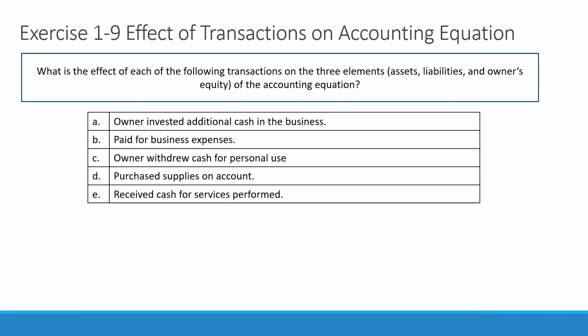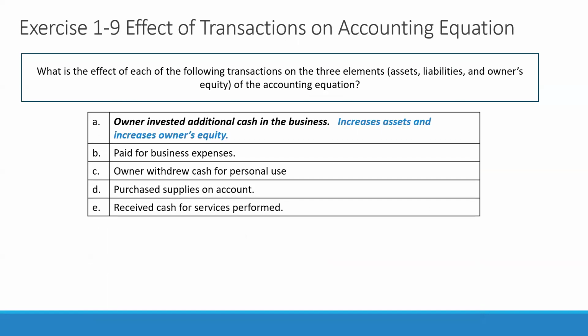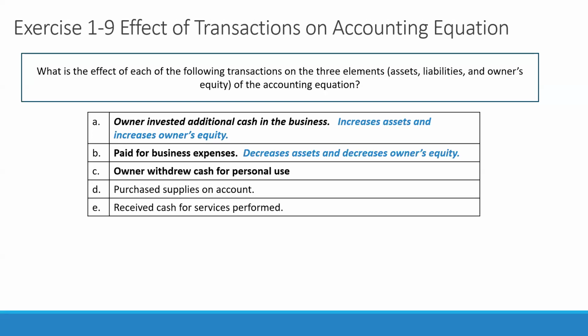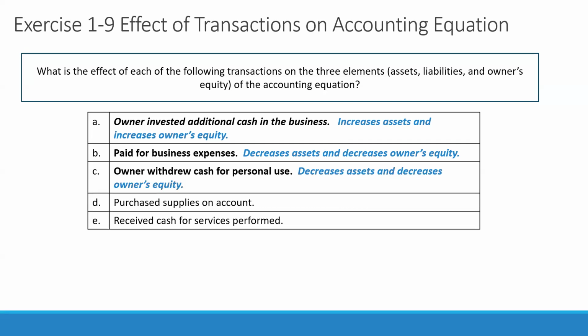What is the effect on each of the three elements for each of these exercises? So the owner invests additional cash in the business. That's going to be an increase to the assets, and then also to owner's equity. Paid cash for business expenses. Yep, decrease cash and assets, and then also, yep, decrease the equity. And then withdrawing cash for personal use is the same.